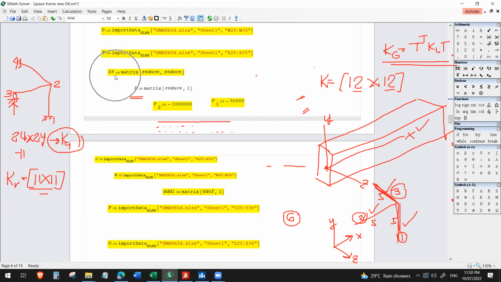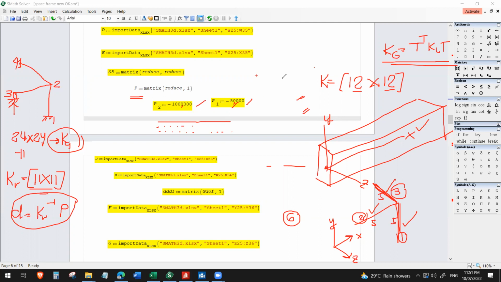So once you know the relative stiffness matrix, you can now solve the displacement, right? From the formula, D is equal to K R inverse P. That's why I need to define here the P. So these are the loads that we will subject our structure to. I have 1000 kilonewton and a 50 kilonewton on the x direction.